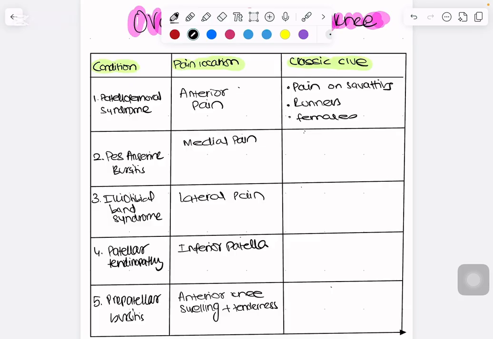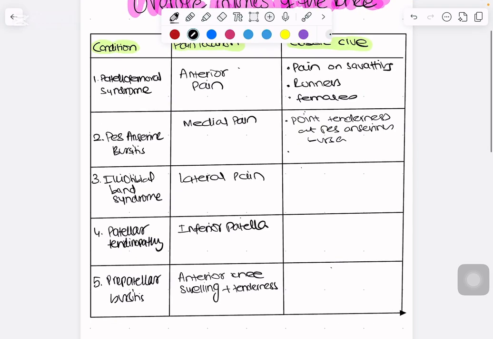Next off, we have pes anserinus bursitis. In this, the patient will have medial knee pain, which is highly localized, and there will be point tenderness at the bursa, the pes anserinus bursa. This is more likely to happen in middle-aged obese females, and it's also associated with osteoarthritis and diabetes mellitus.